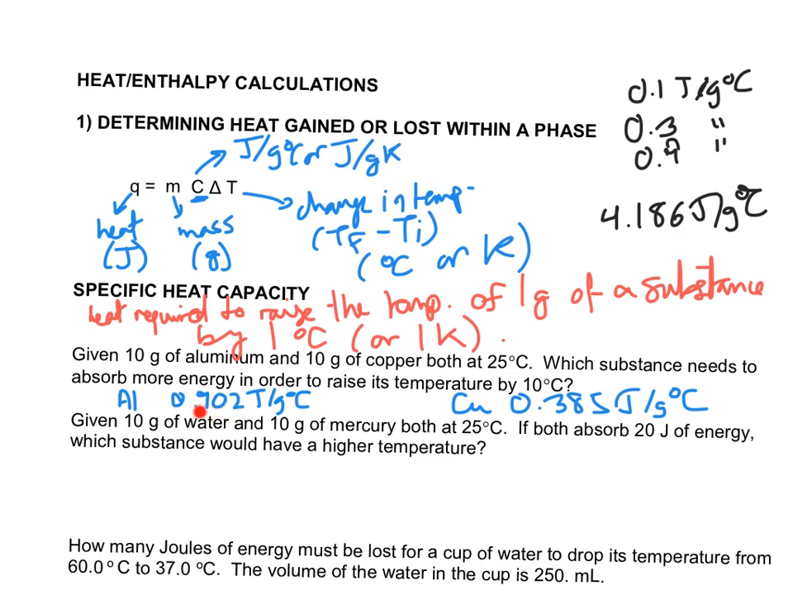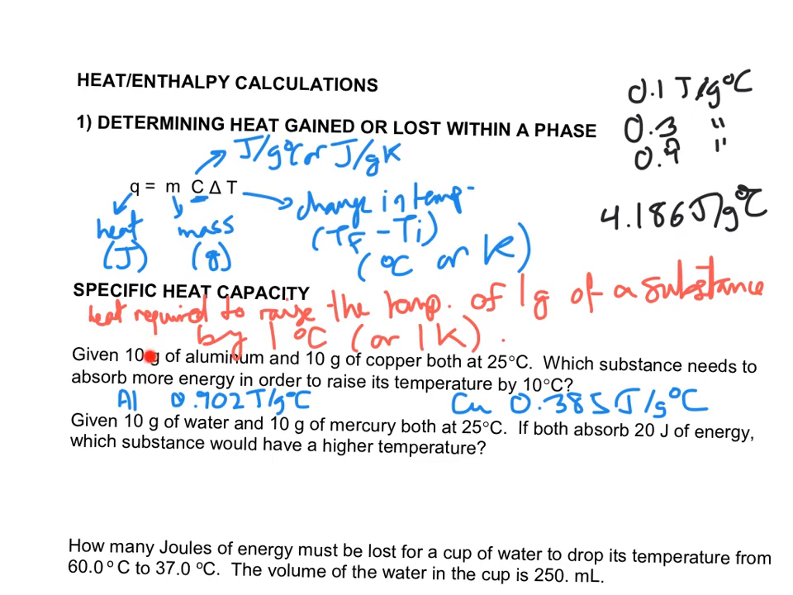Aluminum is 0.902 joules per gram Celsius. Copper is 0.385 joules per gram Celsius. So we need about 0.4 joules for every gram of copper to raise it by 1 Celsius. For aluminum, we need 0.9 joules for every gram to raise it by 1 degree Celsius. So which one would absorb more energy to raise its temperature by the same amount? Well, you would need to absorb more energy by the aluminum.